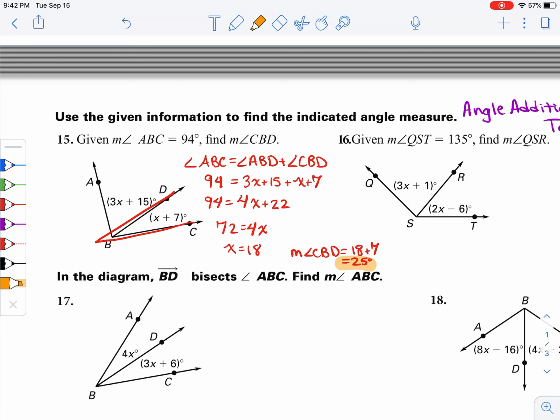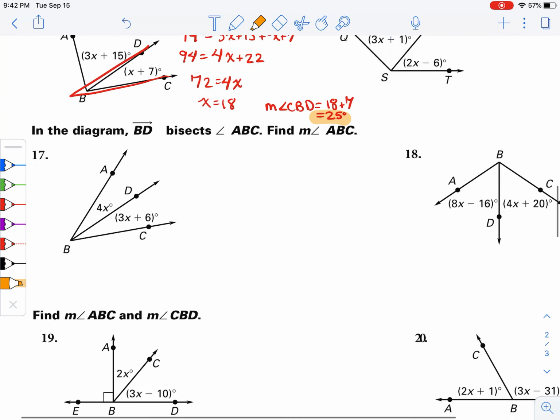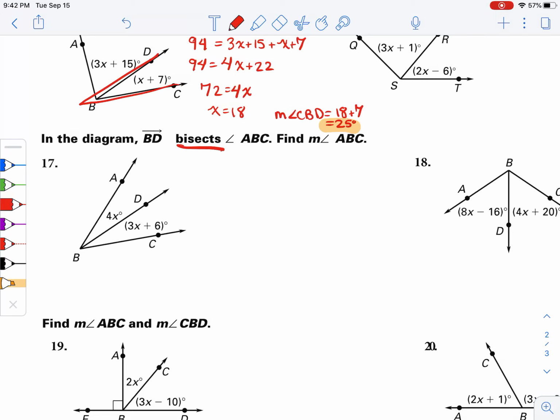Okay, so you're going to do the same thing for number 16. 17 and 18, again, we have this word bisects, which means it's going to be a midpoint. So you're going to set angles equal. Anytime you have the word bisect or midpoint, it's one where you just set these equal to each other. So for number 17, I would set 4x equals 3x plus 6. So then I'm going to subtract 3x from both sides. So I have x equals 6.